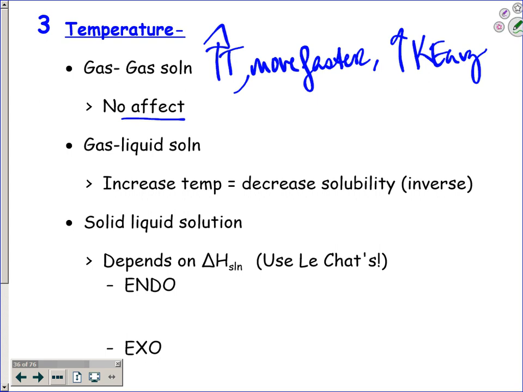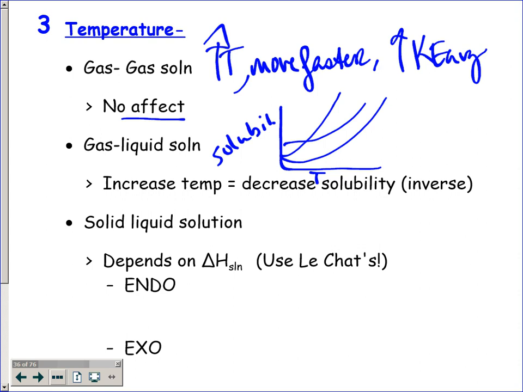But if you have a gas-liquid solution, what does the solubility curve look like? Slopes downward. Most of our solids slope upward. This was the temperature, and this was solubility. This was what we talked about Friday. And so solids all increased up, but gases, you guys said, went down. And that's because as you increase temperature, why does solubility go down? What's the reason?